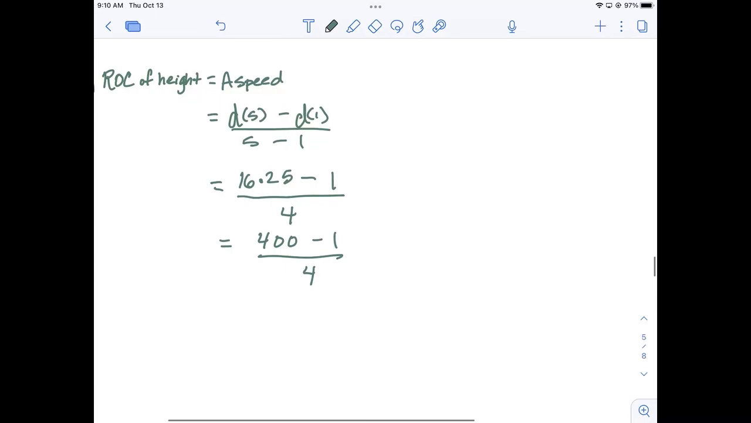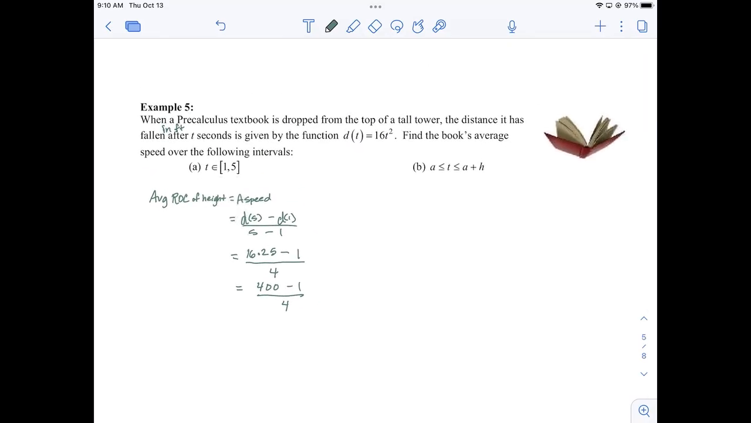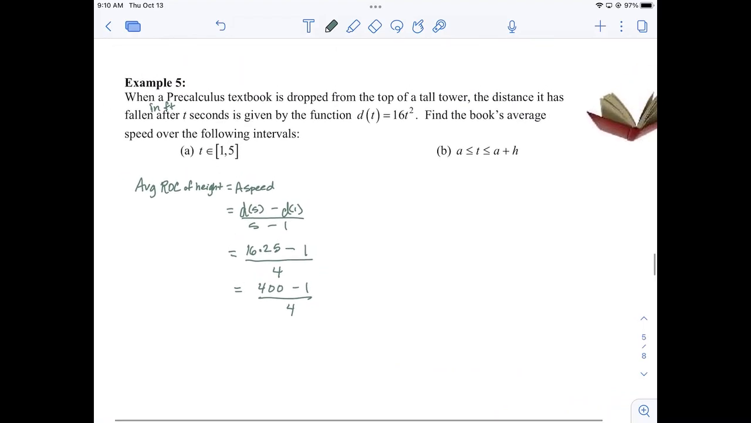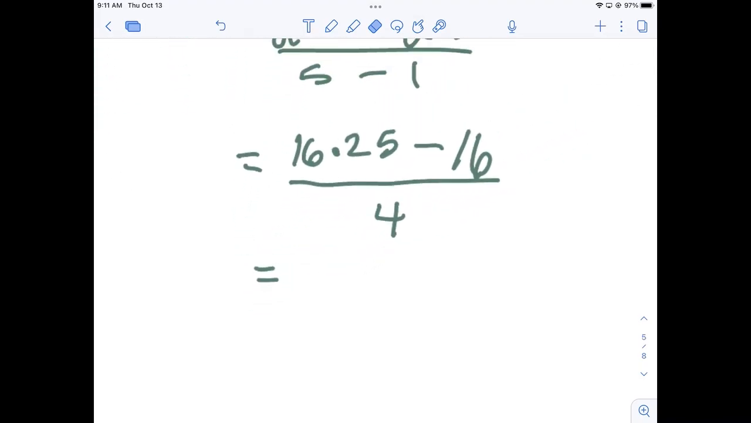So do we want to simplify this? Is this going to come out to be something nice? No. No, not really. By the way, I put D of 1 is 1. D of 1 is actually 16. Did y'all catch that? Okay, that's going to change. Yeah, I caught that just now. Can careless mistakes happen? Absolutely.